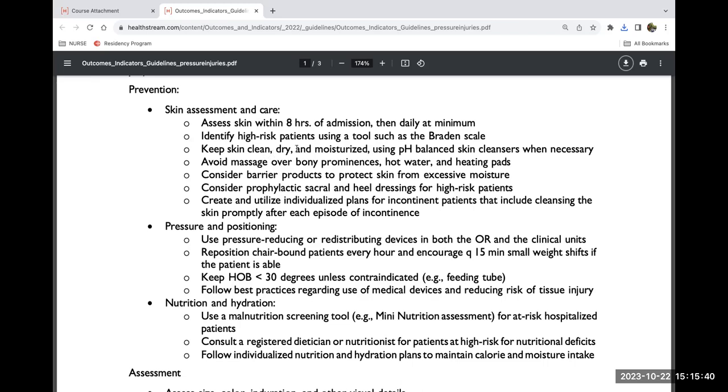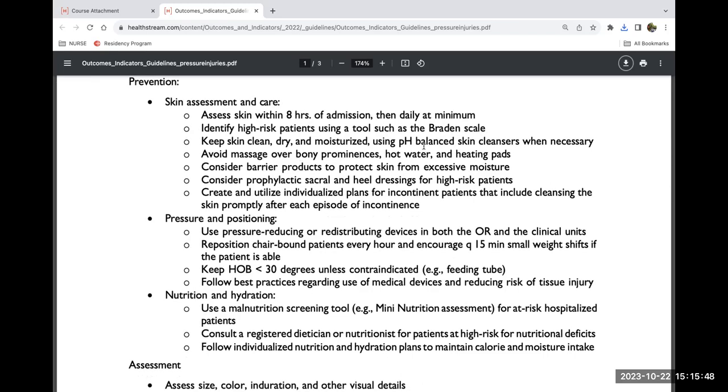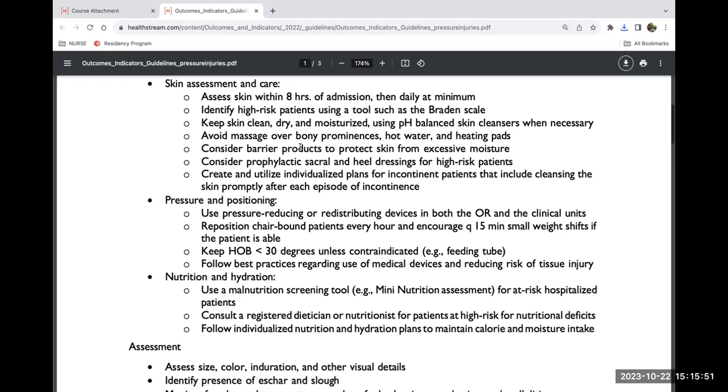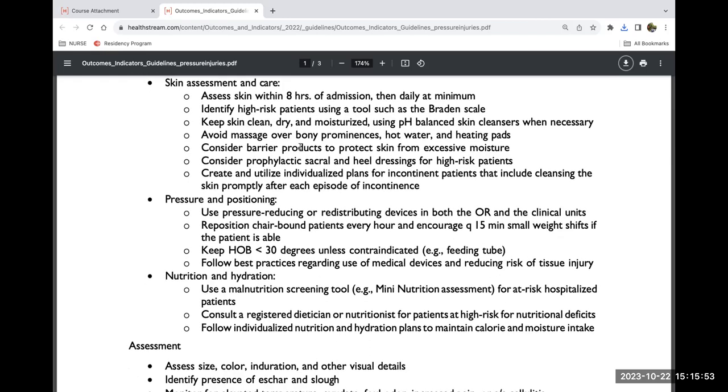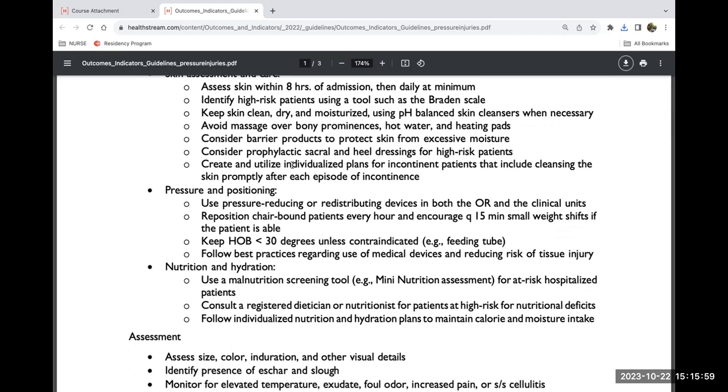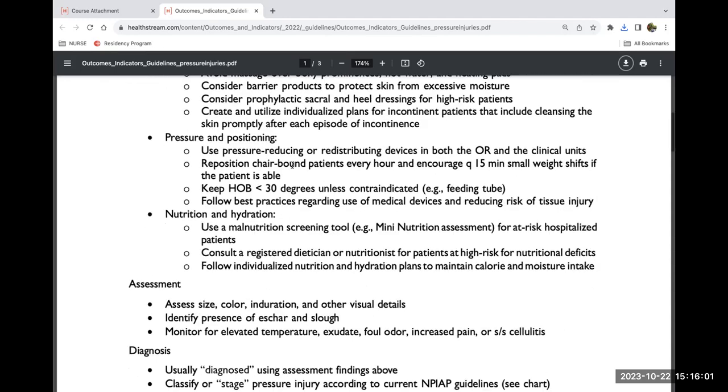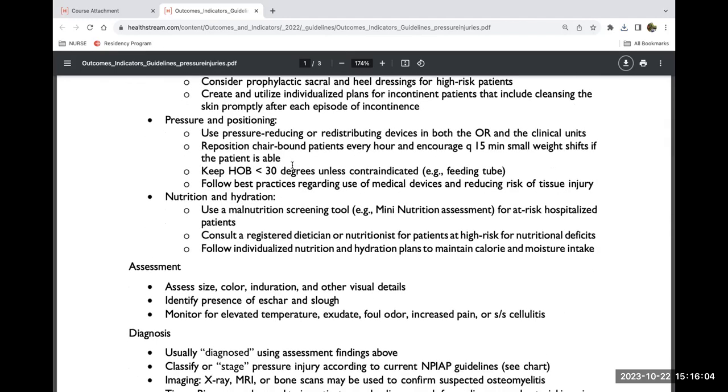Keep skin clean, dry, and moisturized, using pH-balanced skin cleansers when necessary. Avoid massage over bony prominences, hot water, and heating pads. Consider barrier products to prevent skin from excessive moisture. Consider prophylactic sacral and heel dressings for high-risk patients. Create and utilize individualized plans for incontinent patients that include cleansing the skin promptly after each episode of incontinence.